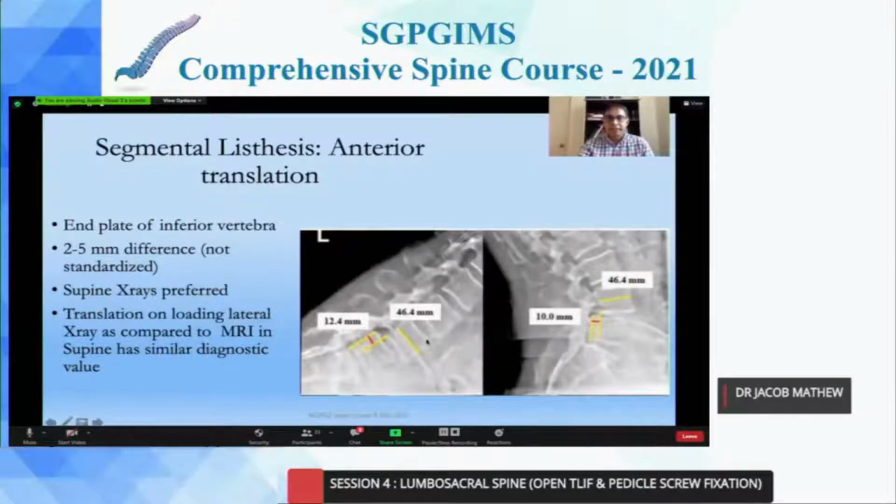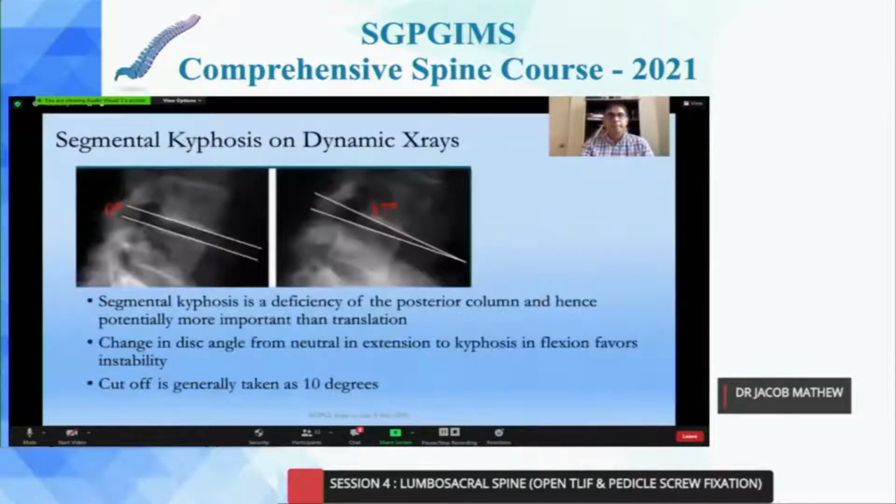So, you do a dynamic X-ray, and if there is a difference of 2 millimeters, like here, you have a difference of 2.4 millimeters. Most surgeons take 2 millimeters. But in the literature, it is mentioned up to 5 millimeters. So this is not a very standardized calculation. Supine X-rays are definitely more clear.